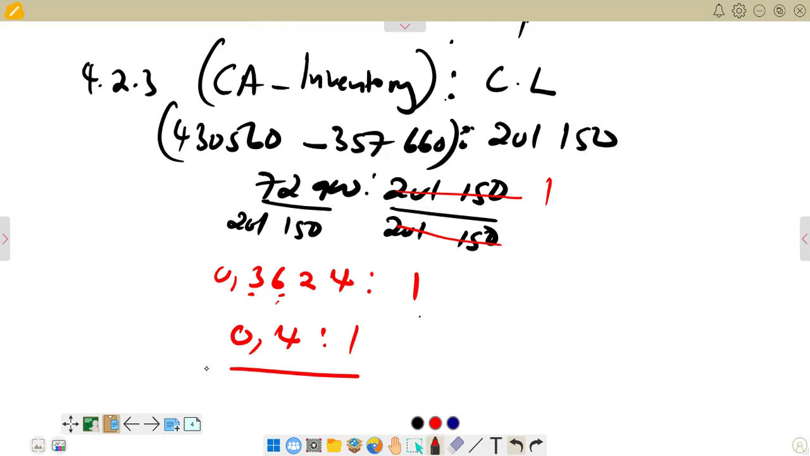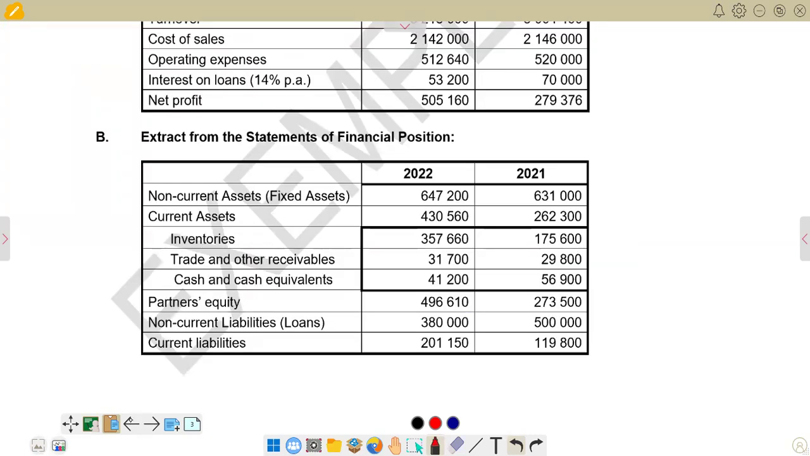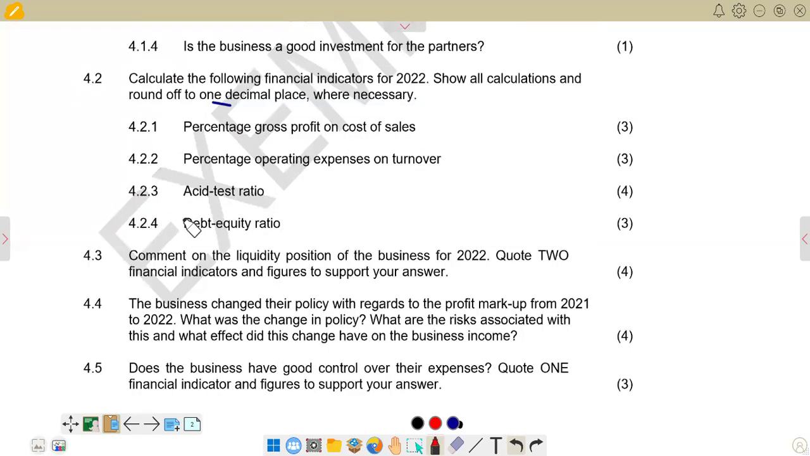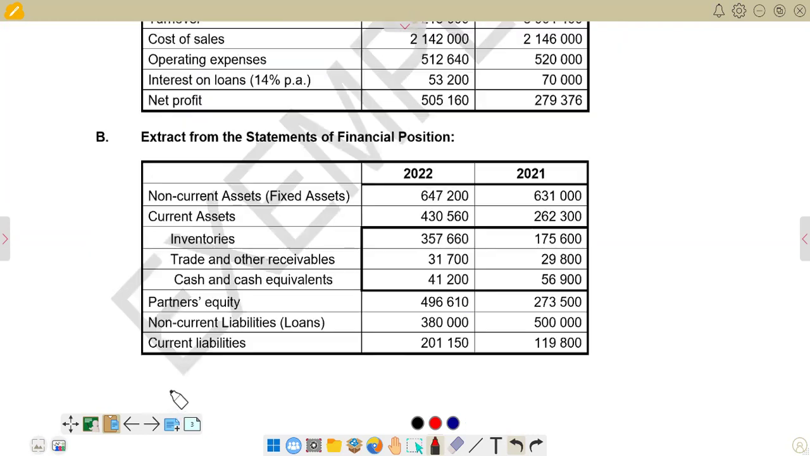On the last part of the questions that we want to look at in this video, let's see the last question that we have there. The last question is saying debt to equity ratio. Remember, debt will refer to non-current liabilities. Debt is non-current liabilities, then you check the figure for equity, then you make a ratio there. So our debt, let's check what we have: non-current liabilities of 380,000, then our equity is 496,610. This is the ratio that we are going to make.